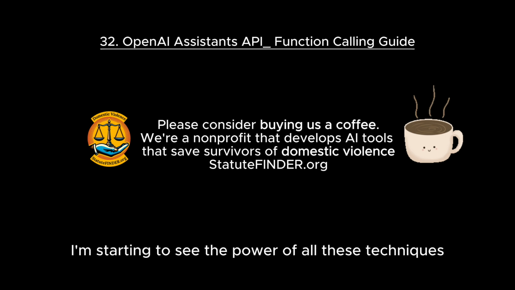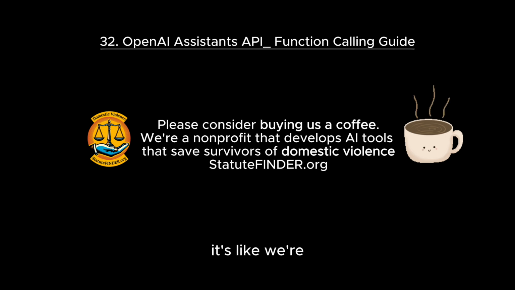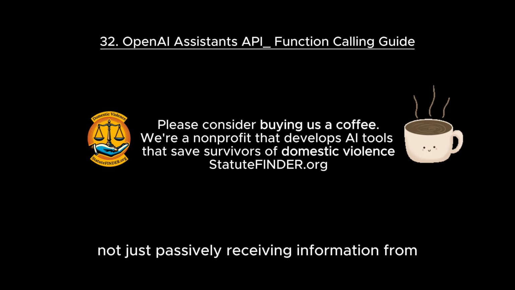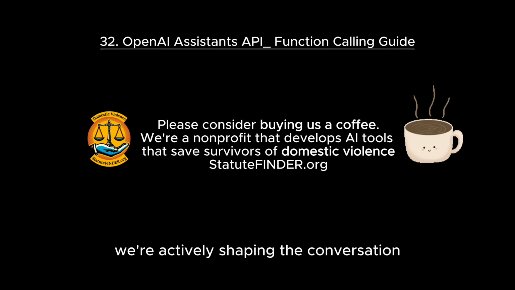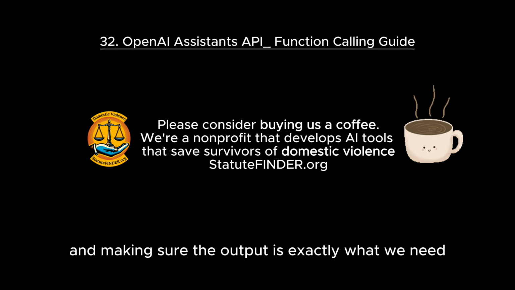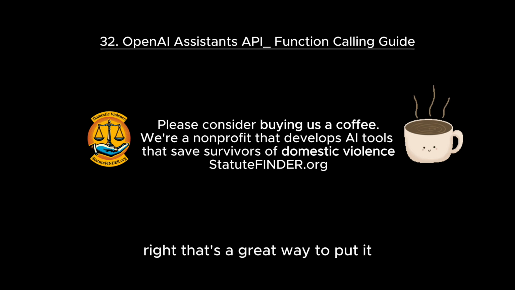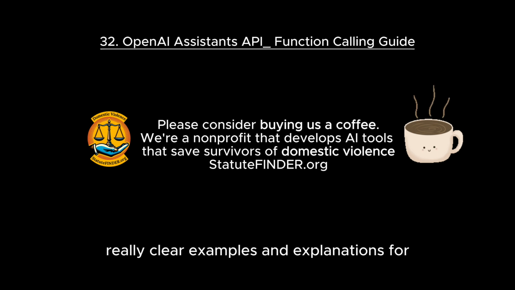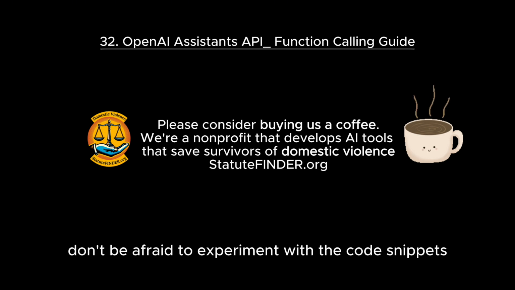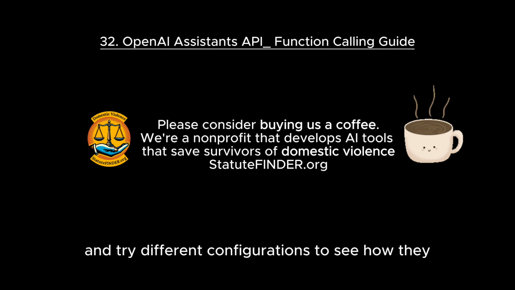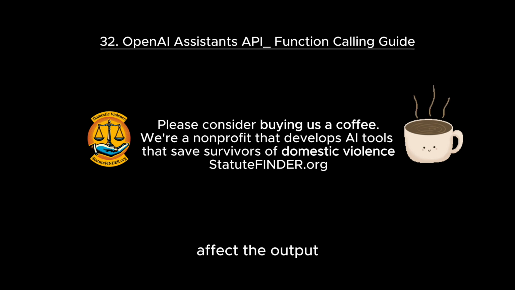All right. I'm starting to see the power of all these techniques. It's like we're not just passively receiving information from the assistant. We're actively shaping the conversation and making sure the output is exactly what we need. That's a great way to put it. And the beauty of the OpenAI documentation is that it provides really clear examples and explanations for each of these concepts. Don't be afraid to experiment with the code snippets and try different configurations to see how they affect the output. It's like having a playground to test out all these cool features.